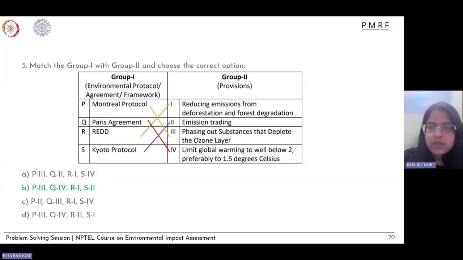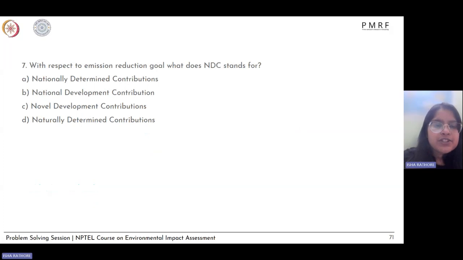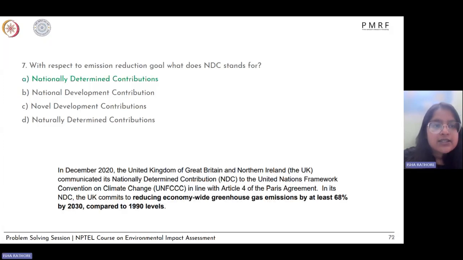Moving on, with respect to emission reduction goals, what does NDC stand for? Is it A, nationally determined contributions, B, national development contributions, C, novel development contributions, or D, naturally determined contribution? So again, an abbreviation based question. So the correct answer is A, that is, NDC stands for Nationally Determined Contribution. And these are contributions that the different countries have claimed that they are going to meet as per the Paris Agreement.